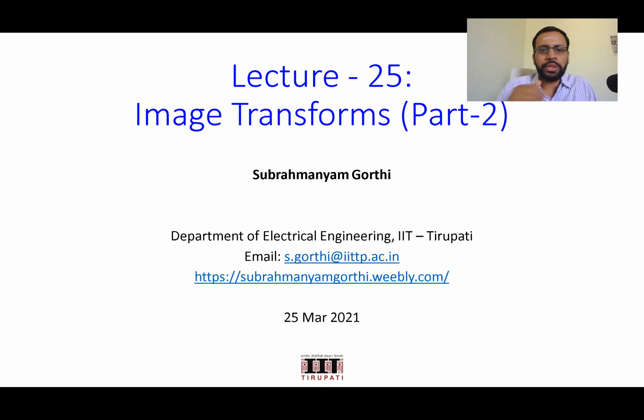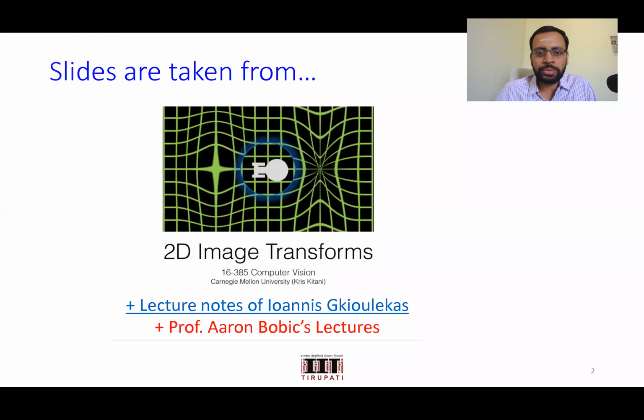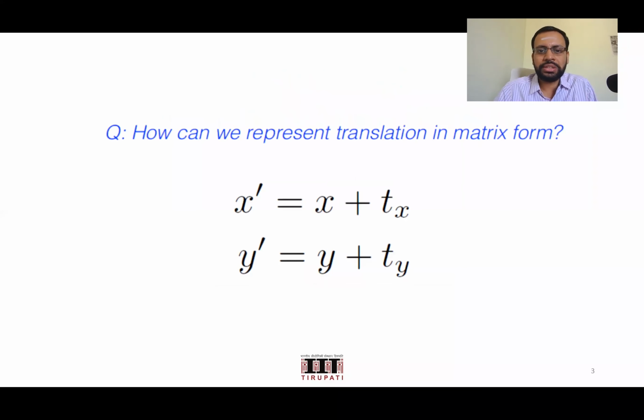Welcome back to the discussion on image transforms. In the last class, I left you with the question: if I have a translation happening as a part of image transform, how could I represent that using a single matrix?